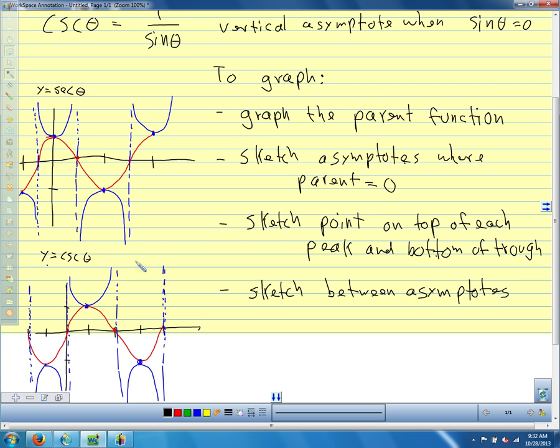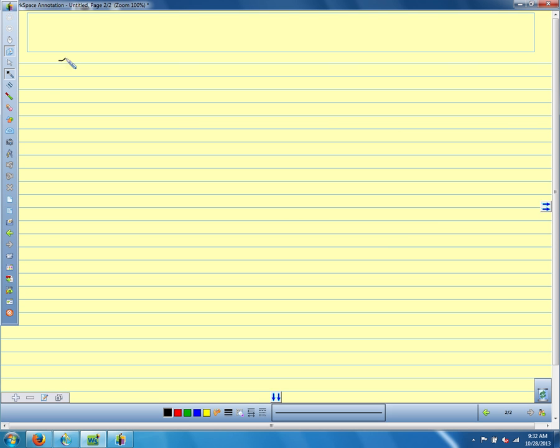All right. So all I want to do is a couple of examples of sketching a secant and a cosecant function that have some other things going on with it. So nothing that we haven't seen before. So let's look at y equals 2 cosecant x over 2.